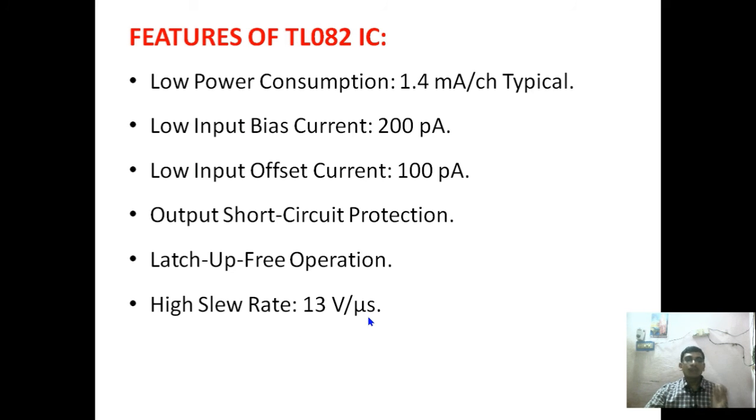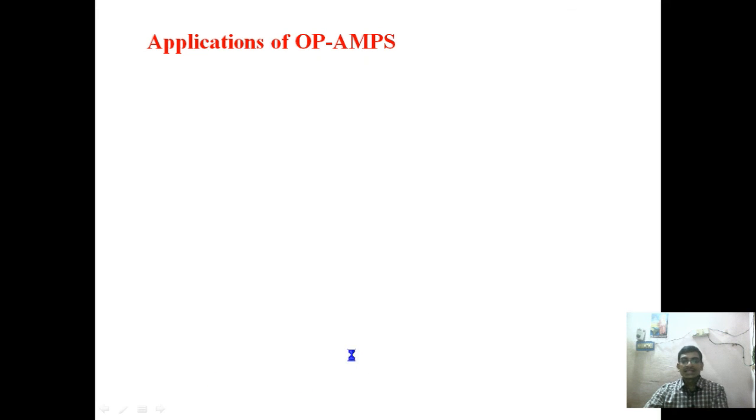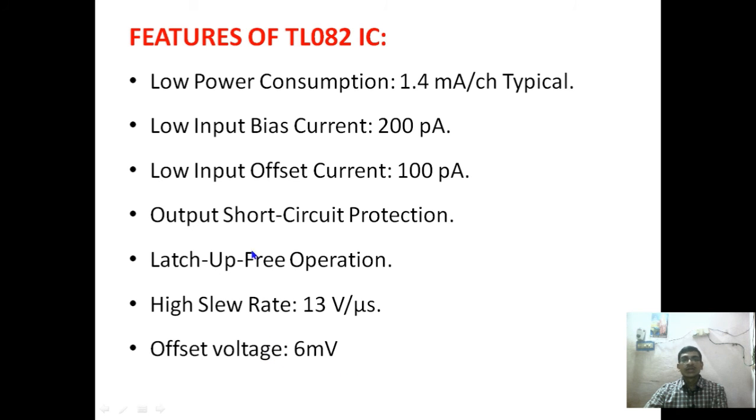So in 1 microsecond, it can increase the voltage to plus 13 volts or minus 13 volts. So it is a very fast change in the output. Offset voltage is 6 millivolts, and these are all the features of the TL082 IC. It is a dual op amp and useful.